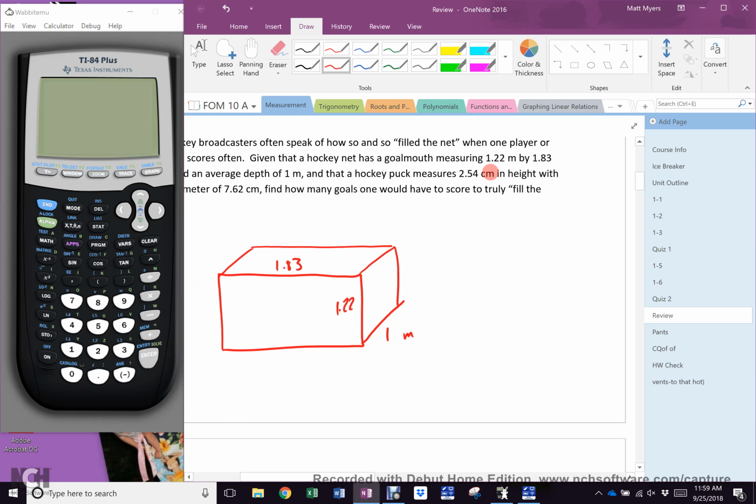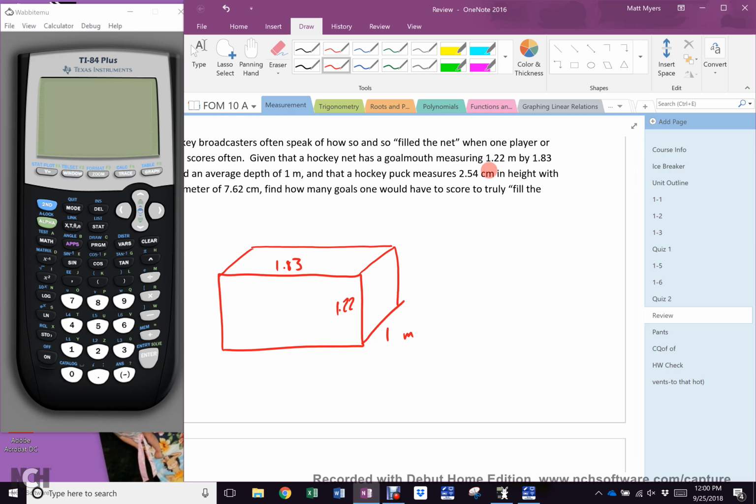Centimeters. How many people found the volume of the net by going 1 times 1 times 1? Because it's a rectangular prism, so isn't it 1.83 times 1.22 times 1? It is, isn't it? And then if you do the volume of the pucks in centimeters, can you compare the two? No, you can't. So that's the mistake a bunch of people in the first classes made. They didn't remember that these are in meters and the pucks are in centimeters. That's a problem. Everybody cool with that?